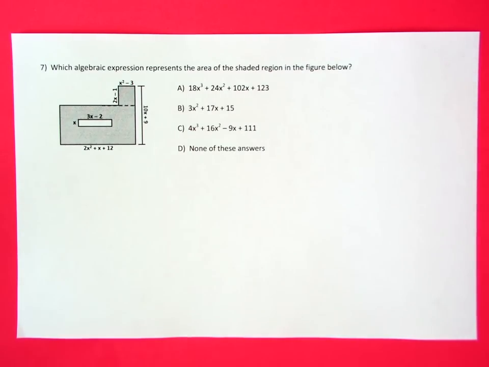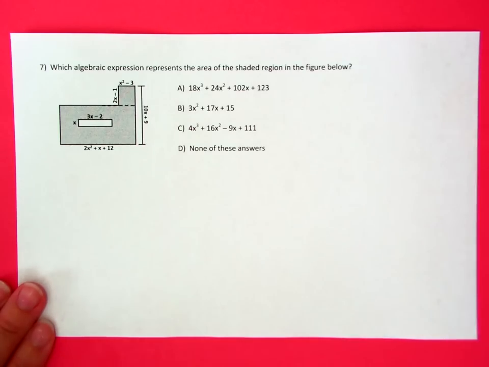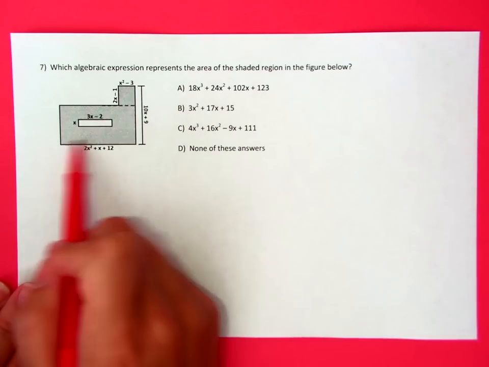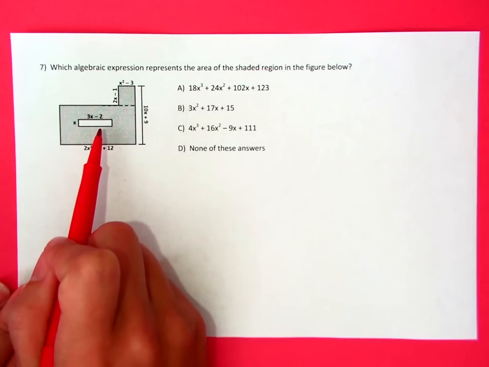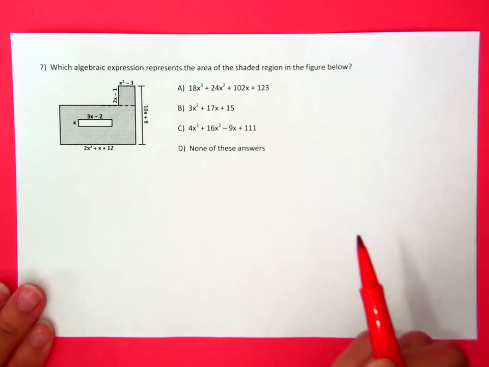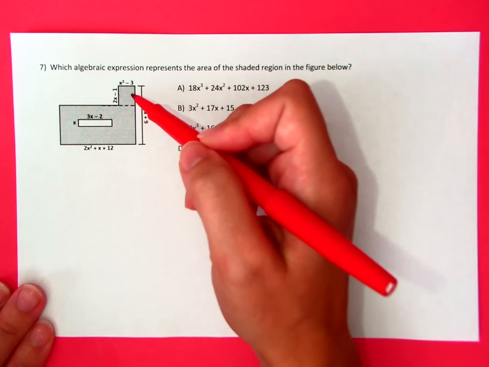This is number 7 on the EOC review. On number 7, it says, which algebraic expression represents the area of the shaded region in the figure below? So we're just trying to find this whole shaded section, which obviously means this unshaded section we're going to eventually have to remove. When you're doing area, you want to be able to find area of each part.